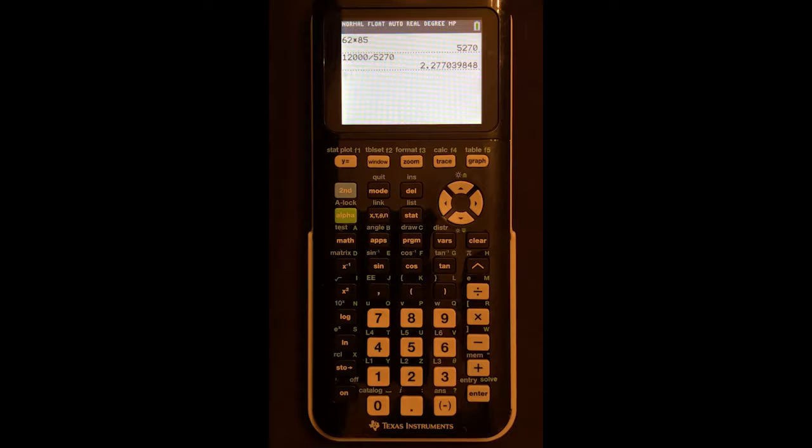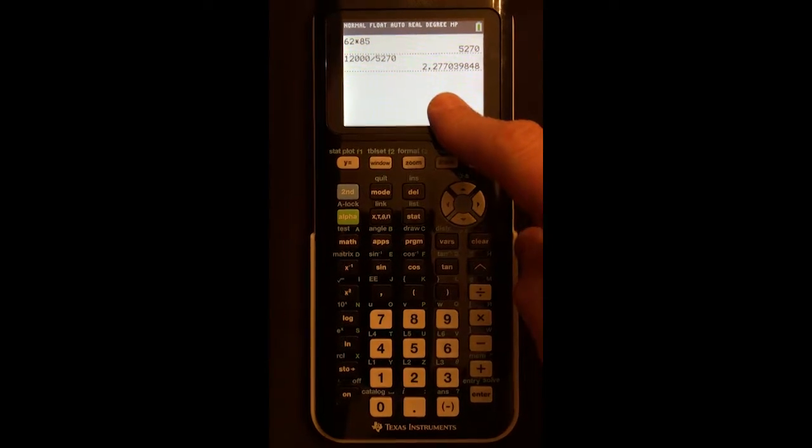How many meters deep would the layer of snow be? Between 2 and 3.